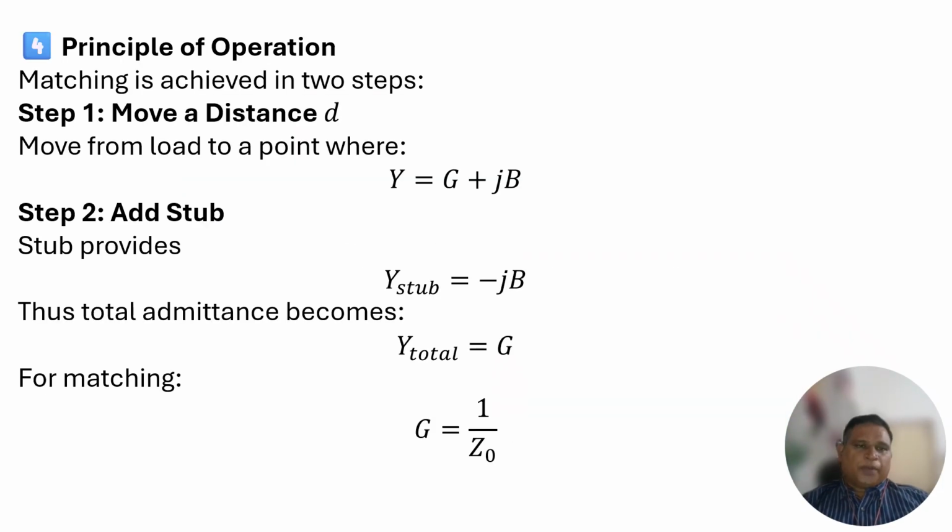The principle of operation here is that matching is achieved in two steps. First, move a distance small d from the load to a point where y is equal to g plus jb. Second step is to add a stub. A stub provides y stub equal to minus jb. Thus, the total admittance y total becomes g, as minus jb and plus jb get cancelled. For matching, g is equal to 1 by Z naught.